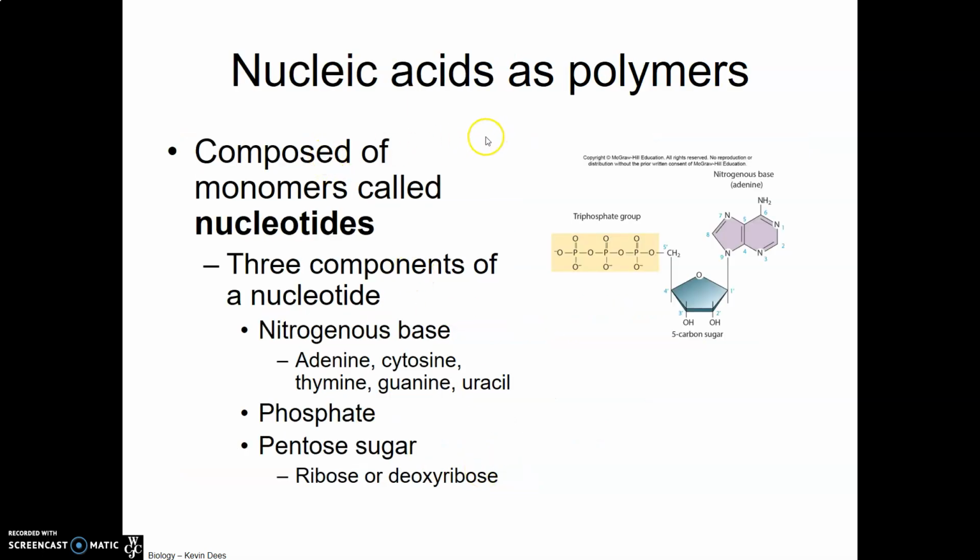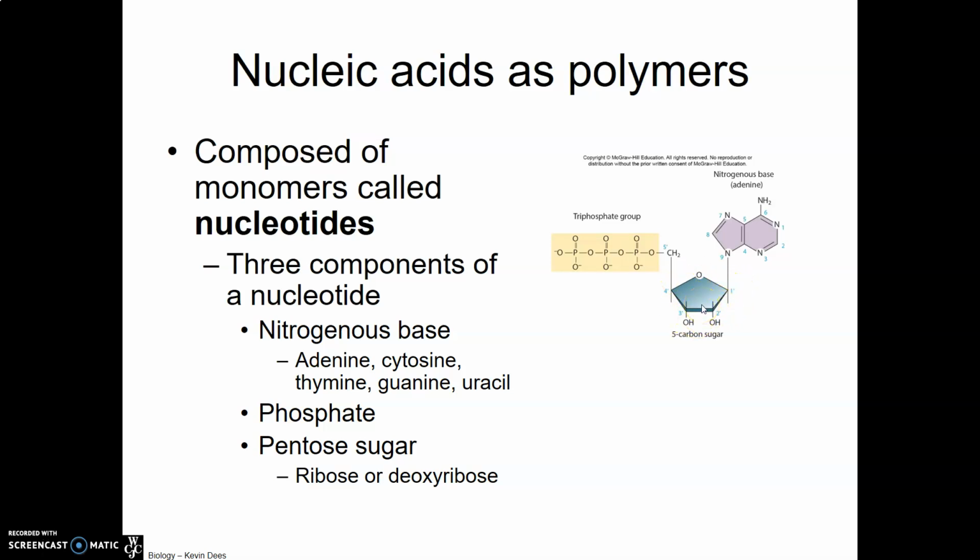Now, if we look at nucleic acids as polymers, we remember that they're put together using dehydration synthesis reactions, and the monomers of nucleic acids are going to be called nucleotides. A nucleotide has three parts. There will be a nitrogenous base, either adenine, cytosine, thymine, guanine, or uracil. And you probably recognize these better by their first letter abbreviations, A, T, C, G, and U. So these nitrogenous bases are stuck onto a 5-carbon sugar, or a pentose sugar.